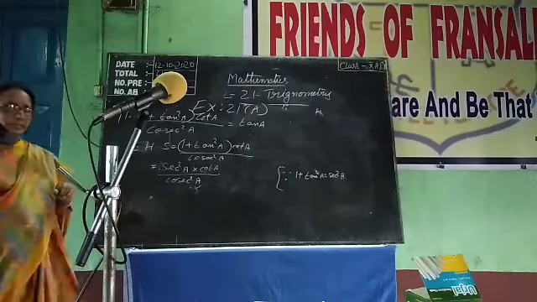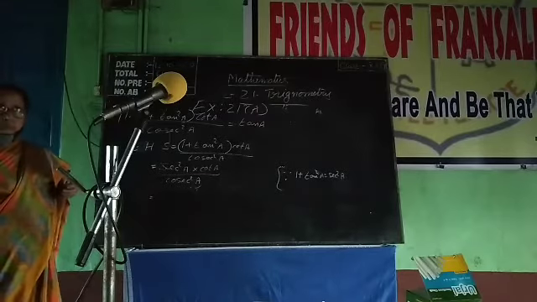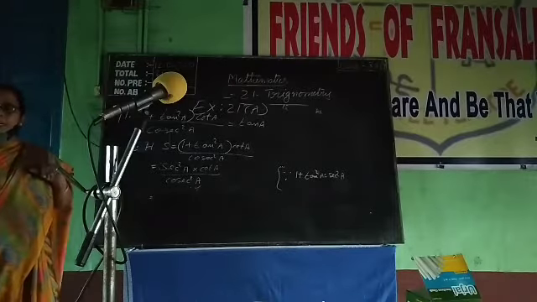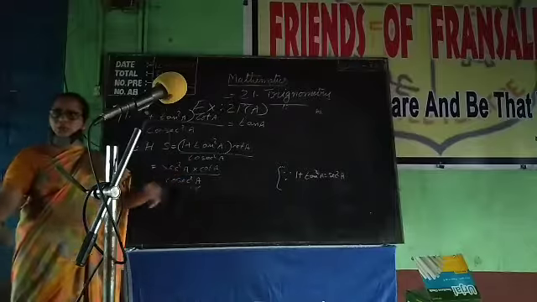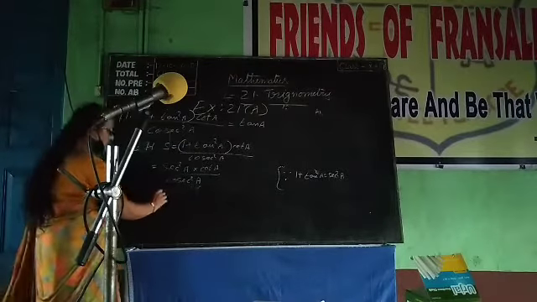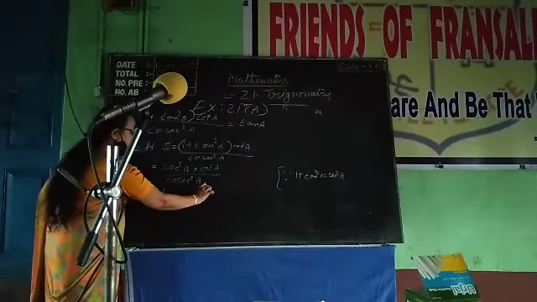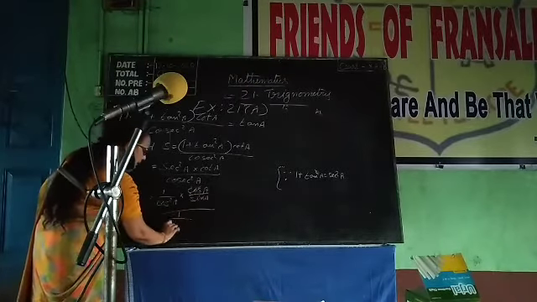Now what can you do in the next step? Cot A is equal to cos A by sin A. Sec square A is equal to 1 by cos square A. Cosec square A is equal to 1 by sin square A. Nothing will be cancelled here now, so we have to follow the next step only. So write down: sec square A is 1 by cos square A multiplied by cos A divided by sin A, divided by 1 by sin square A.